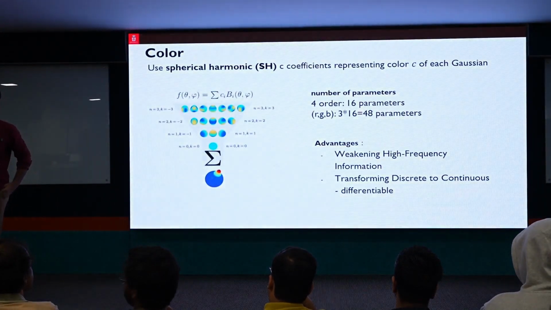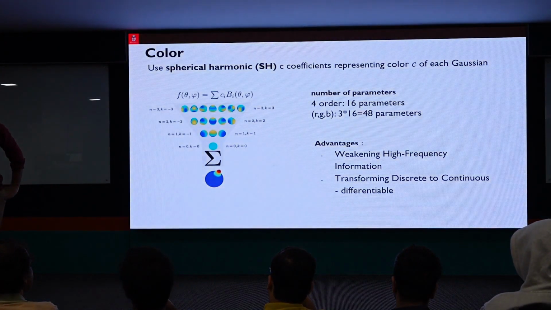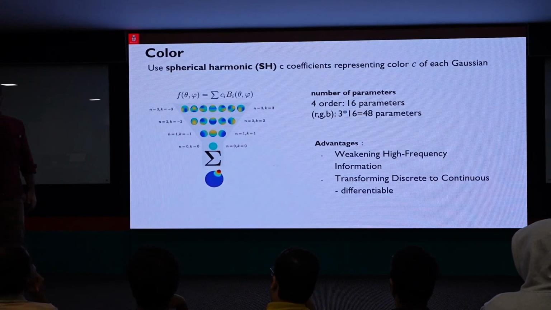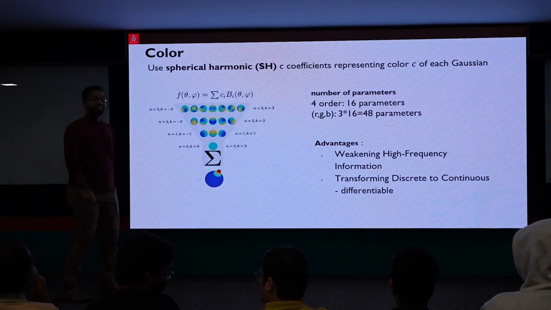48 parameters for an entire point cloud seems like a lot. No, it's not 48 parameters for an entire point cloud. It's 48 parameters per Gaussian, so per point in a point cloud. Correct. Isn't that huge? Yeah, but it seems to work, so we do it. And it's still faster than NeRF.